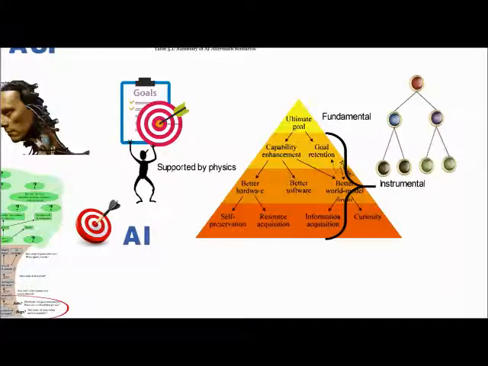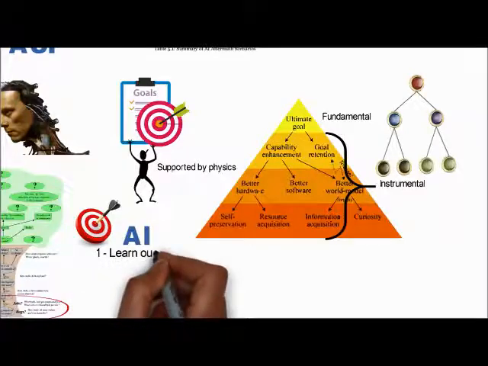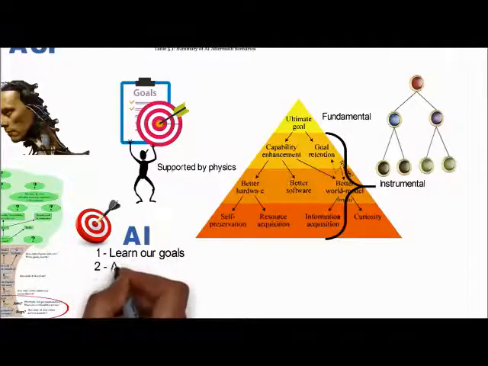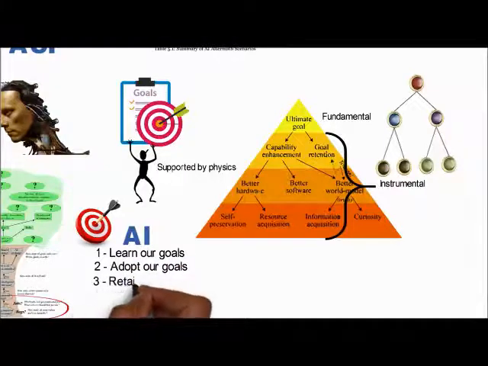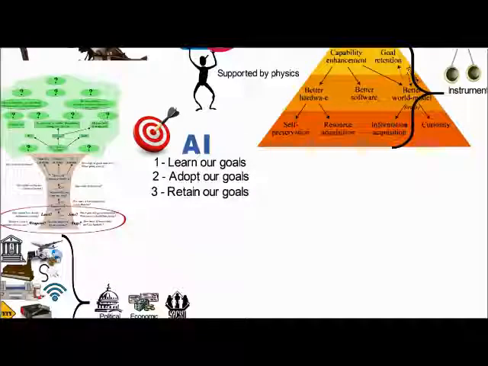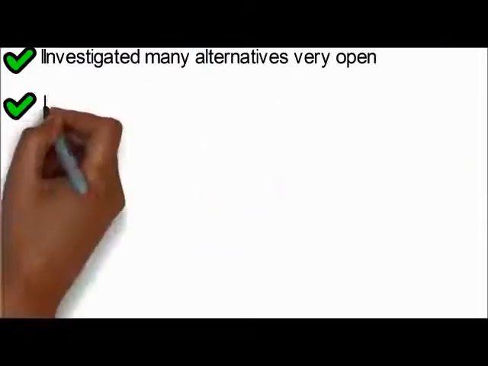And then he says, okay, what's our target then for AI? All right, so our target for artificial intelligence as far as goals is, we want it to learn our goals, we want it to adopt our goals, and we want it to retain our goals. Those are the three main criteria that he feels we have to do for artificial intelligence and goals.